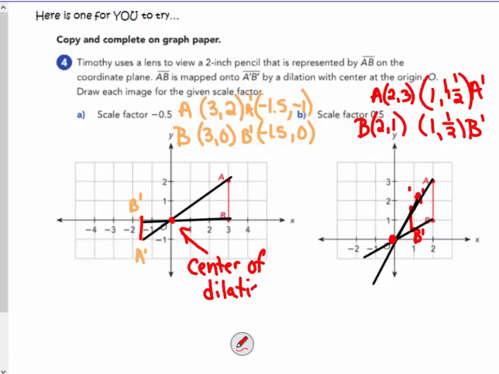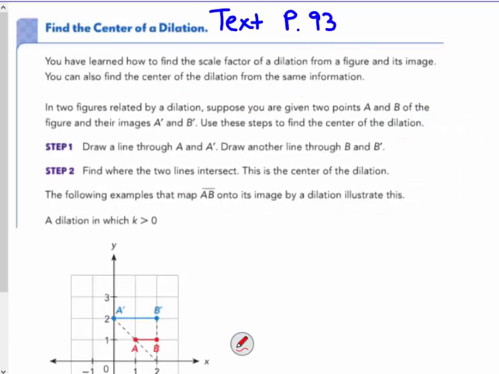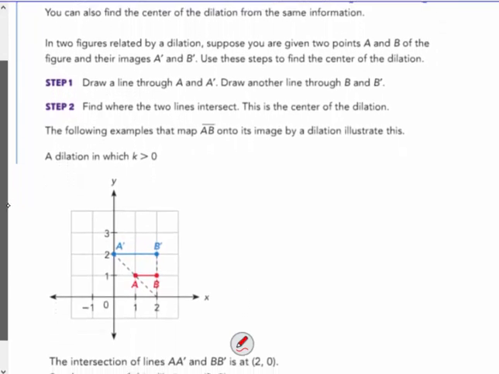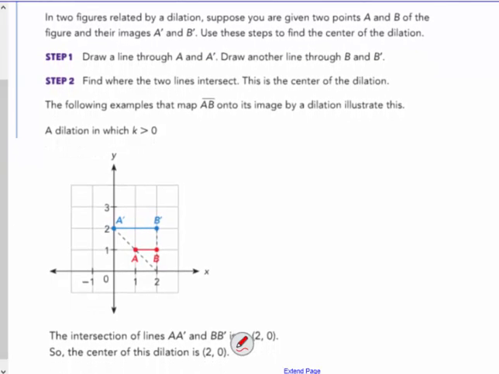How to find that? That's that extra worksheet that I talked about. So here it is, page 93 in the textbook. So you have learned how to find the scale factor of a dilation from a figure and its image. You can also find the center of dilation from the same information. If two figures are related by a dilation, suppose you are given 2 points A and B for their figure and their images A and B. Use these steps to find the center of dilation.